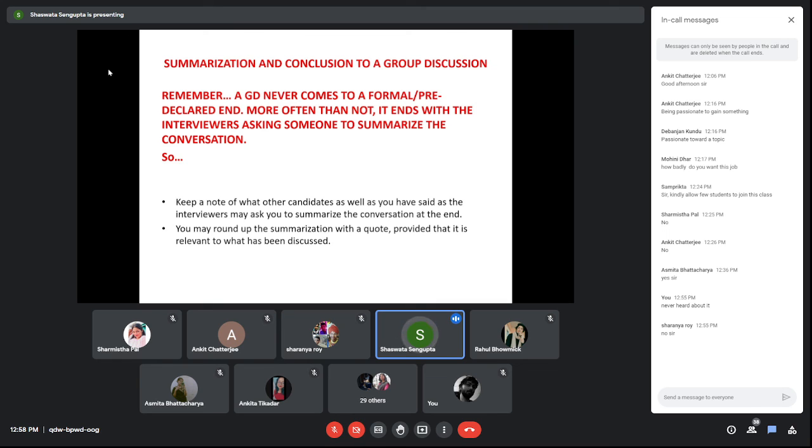So in the course of a GD, it is always a good idea to have a notepad and a pen at hand and to keep a note of what you as well as all the other candidates have been saying. So if anyone is asked to summarize the discussion, you can just refer to your notes and summarize it. It's almost like taking down the minutes of a meeting.